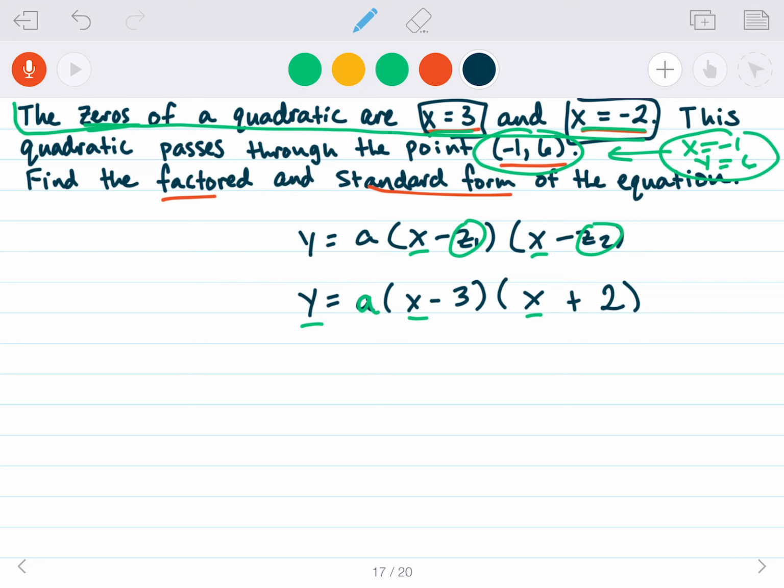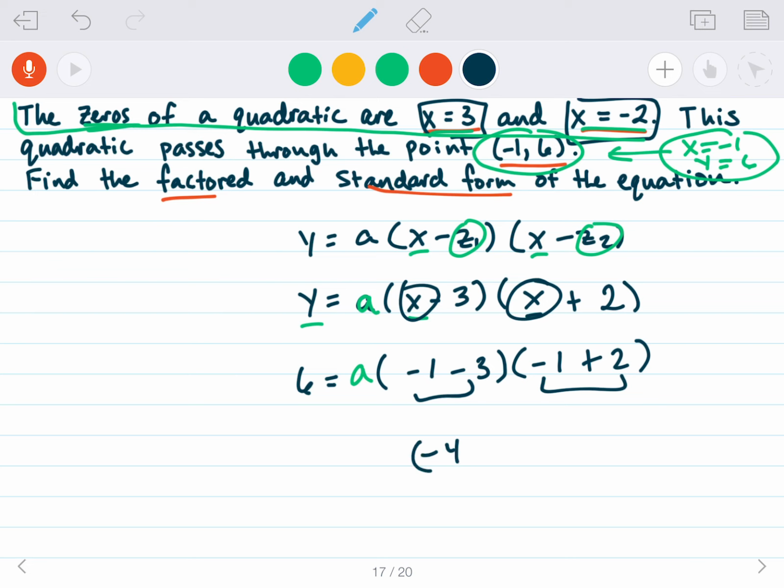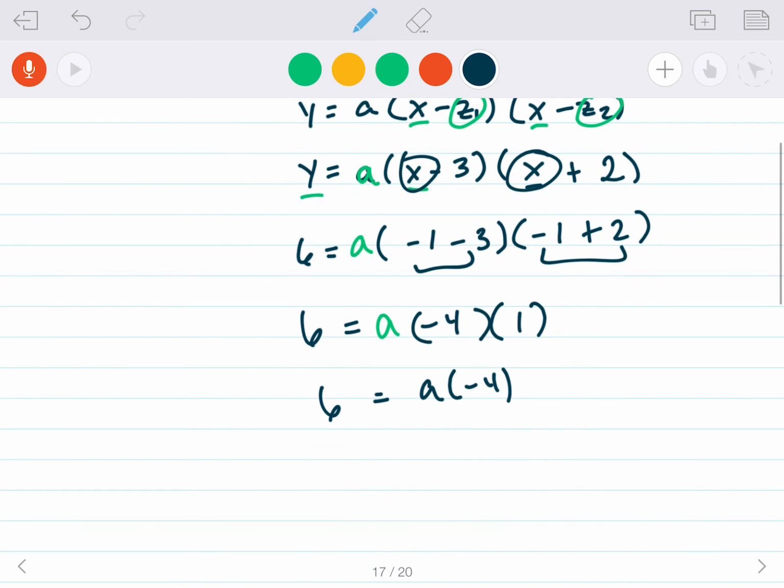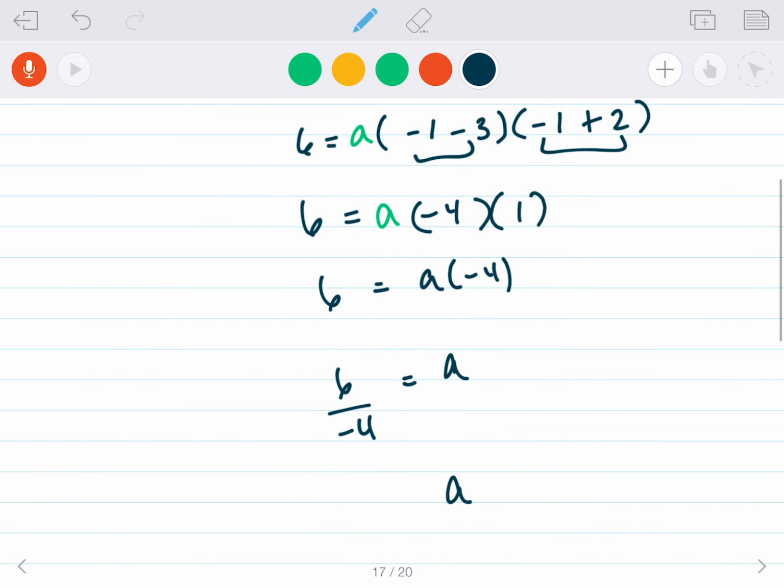So y is 6, so we have 6 equals a, which we're trying to find, times x is negative 1, and so wherever I see an x, I'm going to plug in a negative 1, right? And let's go ahead and simplify this out. Negative 1 minus 3 is a negative 4, and negative 1 plus 2 is a positive 1. Okay, negative 4 times 1 is negative 4, so we have a times negative 4 equals 6. Divide both sides by negative 4 to give me 6 over negative 4, which reduces by 2. That's going to be negative 3 halves, or negative 1.5.